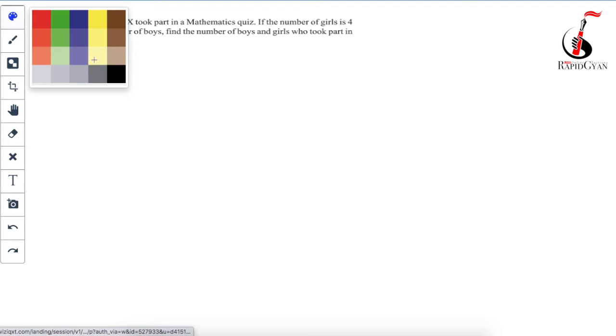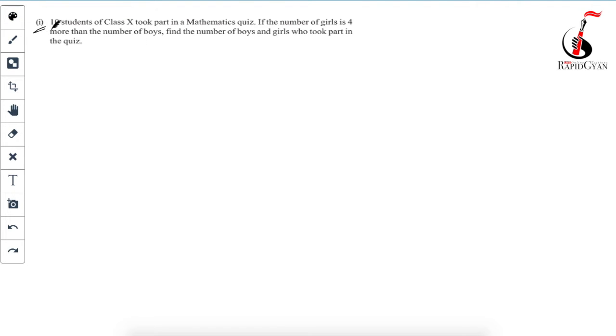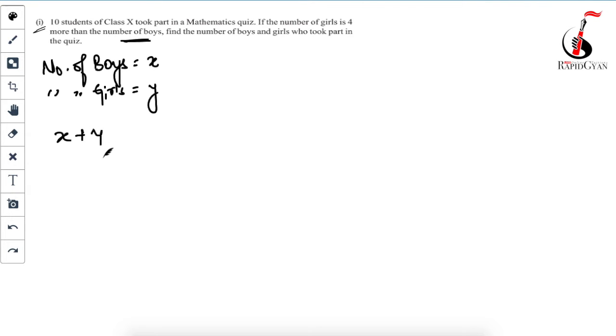See, beta, I'm trying to explain the concept. We know that we are solving a pair of linear equations in two variables, correct? So we will have to assume two variables. Here I will assume that the number of boys is equal to x and the number of girls is equal to y. Correct? So what will be your first equation? The first equation says 10 students, so x plus y equal to 10. This is your first equation.